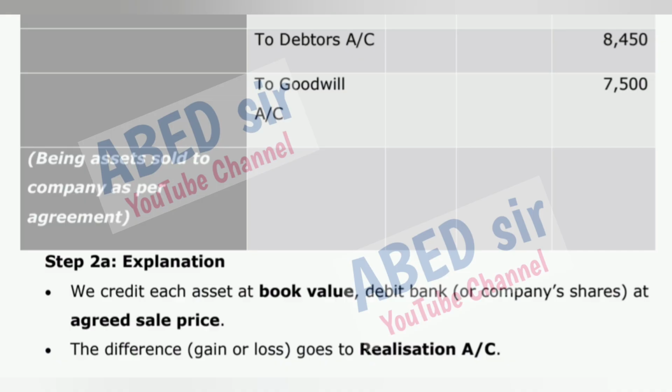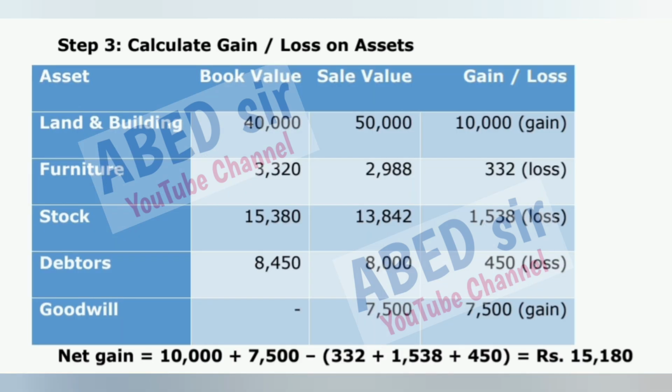Step 2A. Explanation. We credit each asset at book value, and debit bank or company's shares at agreed sale price. The difference, gain or loss, goes to realization A/c. Step 3. Calculate gain or loss on assets. Asset, book value, sale value, gain or loss. Land and buildings 40,000, 50,000, 10,000 gain.